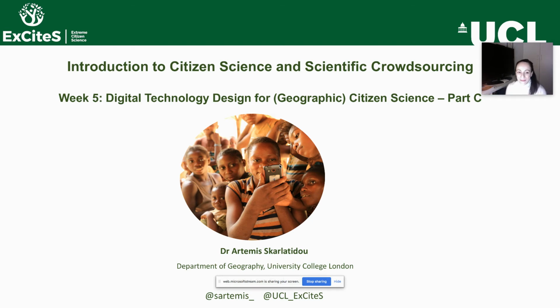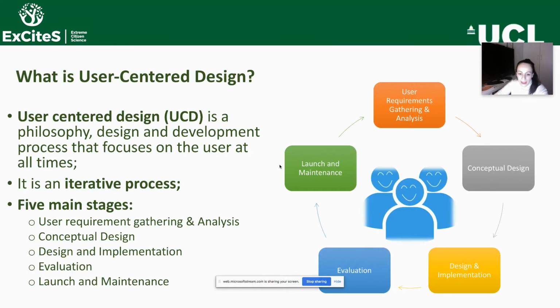So hello and welcome to the third part of the Digital Technology Design for Geographic Citizen Science lecture. In this part, we will mainly focus on user-centered design and a method called personas, which is used for the user requirement gathering.